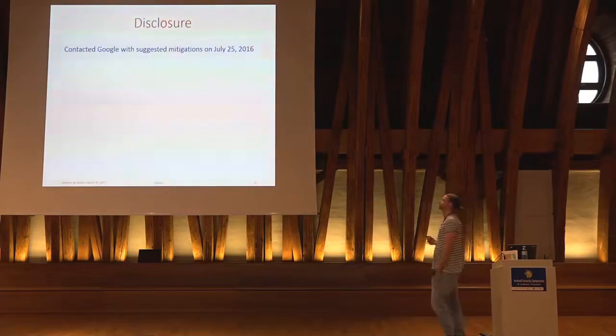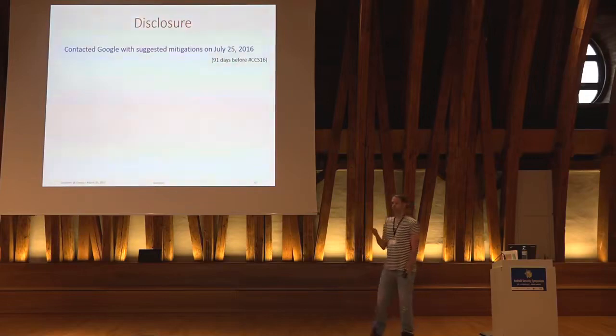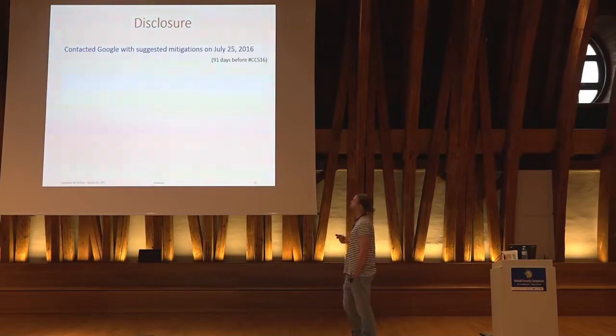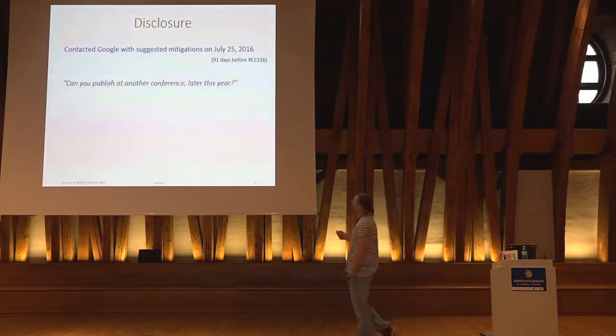So we contacted Google about this issue after we wrote the paper, and we did this on July 25. So why is this date important? It's important because it was 91 days before CCS. And Google's own Project Zero team, the people at Google working on vulnerabilities, give vendors 90 days to fix their issues. So we were 91 days before public disclosure, pretty well in time.